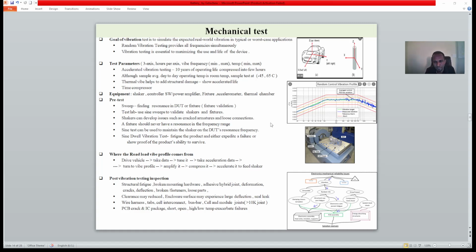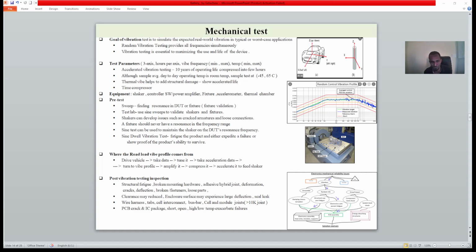And then before you start the test, you have to do a pre-test. This is an expensive and time-consuming test, so don't ruin your test. Make your precondition before you start. One of the things is to do a sine sweep to make sure that your fixture and your machine are okay, that the data it gives you is validated, very good data. So running the sine sweep is mostly a fixture or machine validation.